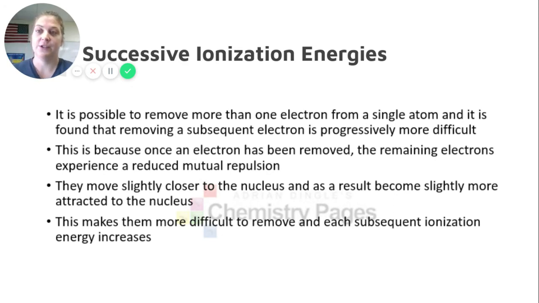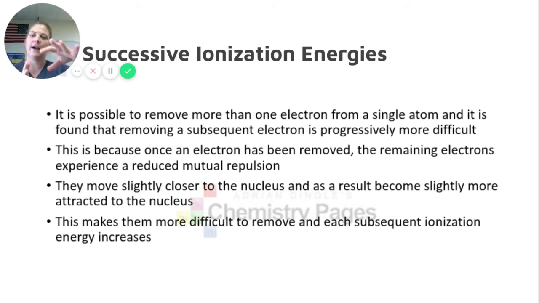Successive ionization energies. So successive ionization energies is going to refer to like second and third ionization energies, because we can remove more than one electron from an atom, and it's going to get more difficult every time. It's going to get more difficult every time for a few reasons. One, you don't have as many negative charges repelling each other. So if you had, let's say, 6 electrons in your valence shell, and you wanted to remove the first one. Well, there were 6 electrons pushing each other away, so it was X amount hard to remove that electron.